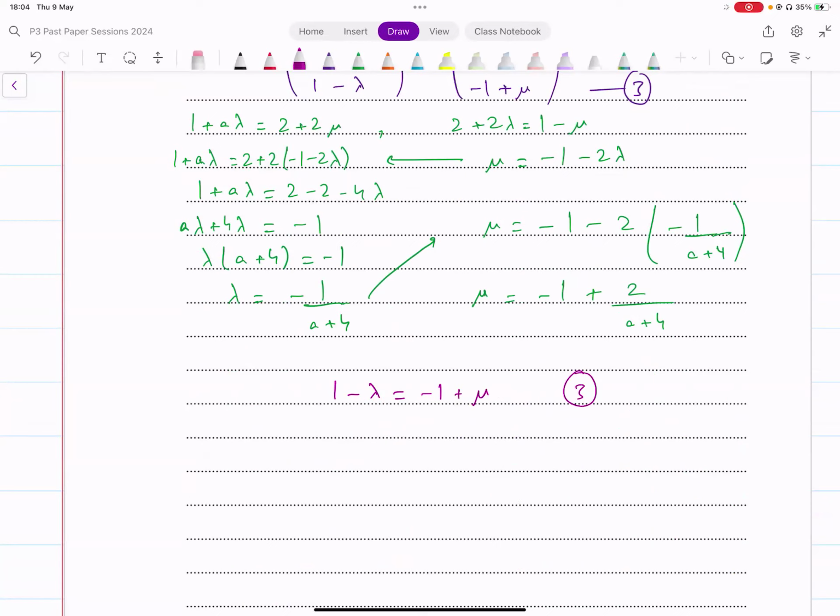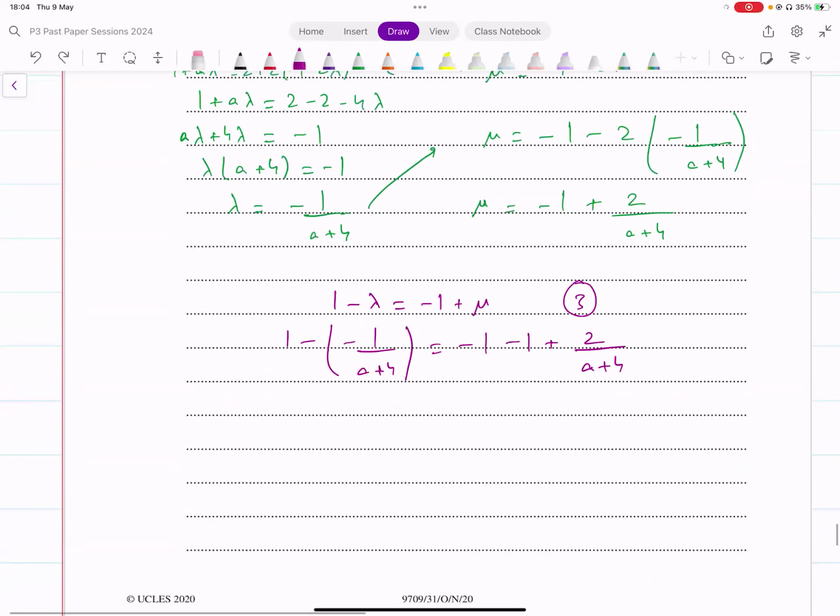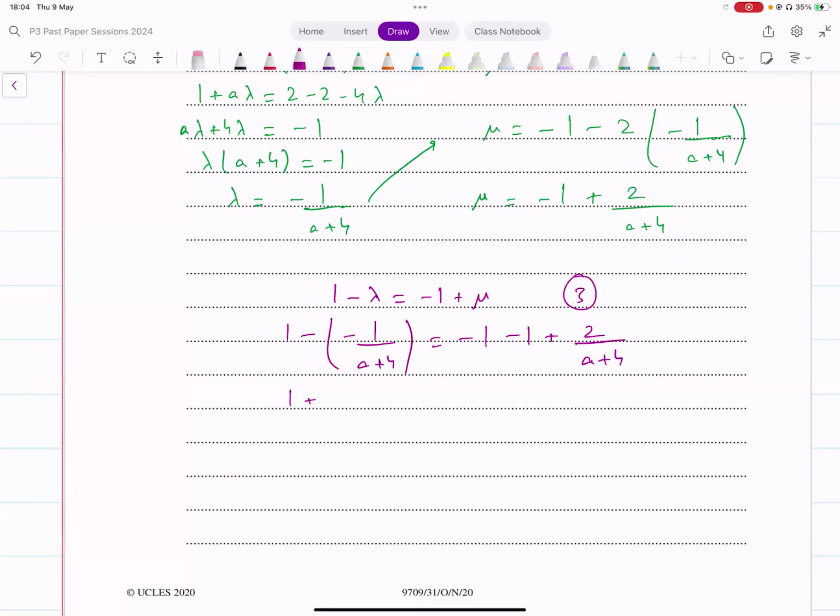Let's put this here. 1 minus 1 over A plus 4, that equals minus 1 plus 2 over A plus 4. I've just input the values of lambda and mu here. Now let's simplify this. We get 1 plus 1 over A plus 4, that equals minus 2 plus 2 over A plus 4. What I'm going to do is multiply the whole equation by A plus 4 to get rid of the fraction, right? The LCM that we've got here.